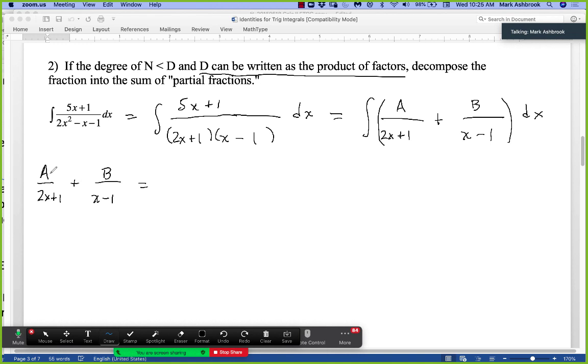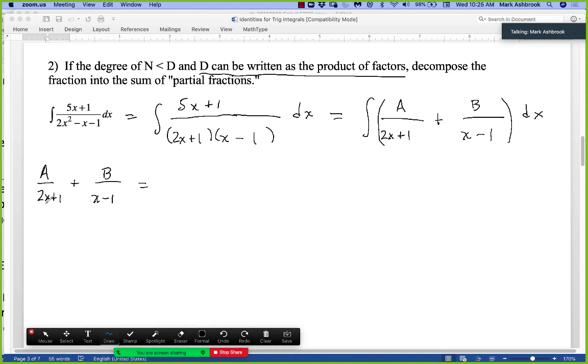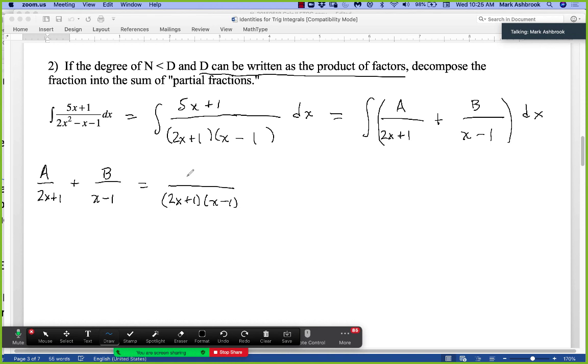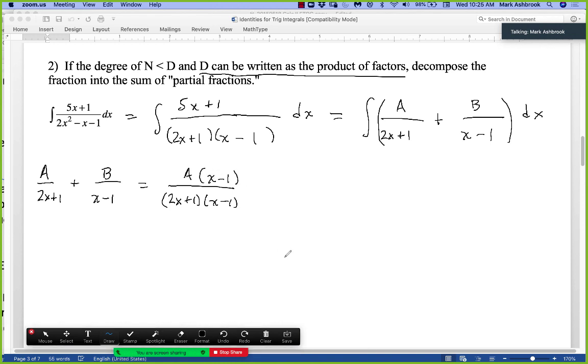what do we do to the first one? Our common denominator we know is going to be 2x plus 1 times x minus 1. So what do we need to do to this first one to get the common denominator? Multiply by x minus 1. Yeah, so top and bottom, right? We can only multiply by 1 and not change the value. So we're going to multiply top and bottom by x minus 1. Same thing here. I'm going to multiply the top and bottom here by 2x plus 1.